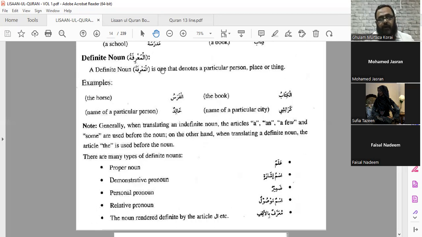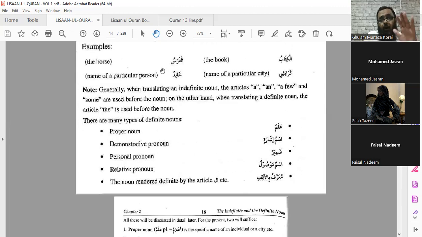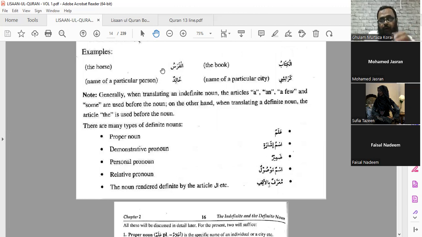And what is that? Al-ma'rifatu. Al-ma'rifatu is a proper noun. What does it mean? It indicates or talks about a particular person, place, or thing. So that is why it is known as al-ma'rifatu. Now, what are the types of al-ma'rifa? How can we understand ma'rifa? In what manner can we understand ma'rifa?